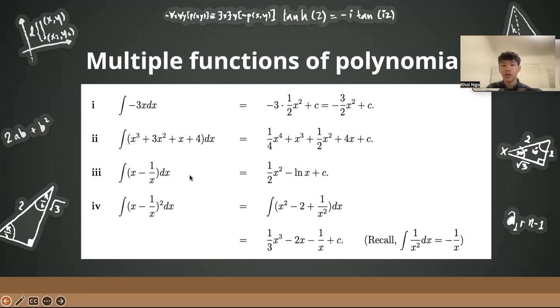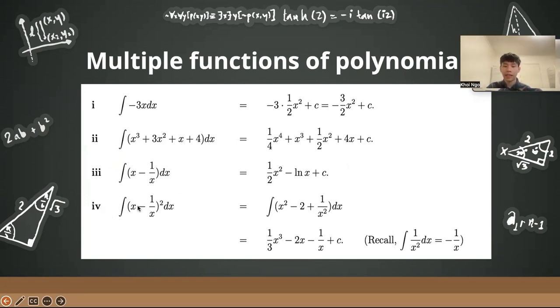Let's move on to the next question. The antiderivative of x minus 1 on x dx. We have the antiderivative of the first term, x, which is x squared on 2, minus the antiderivative of 1 on x. We already know from the previous slide that it is ln x. And then don't forget to add C at the end. Let's move on to the fourth question.